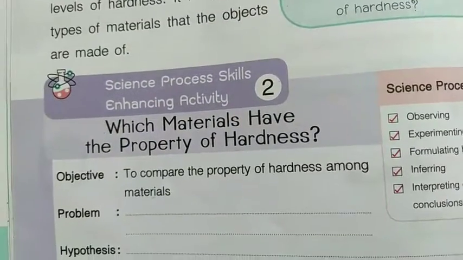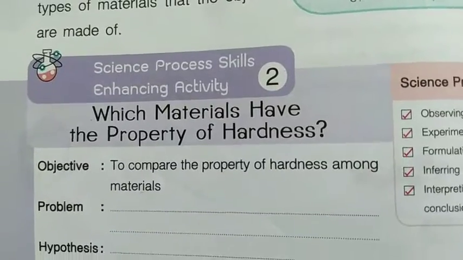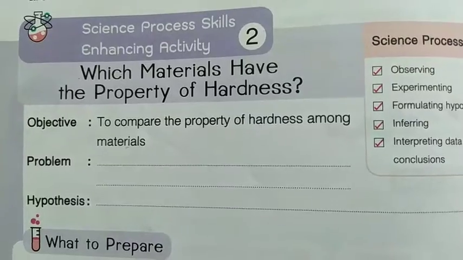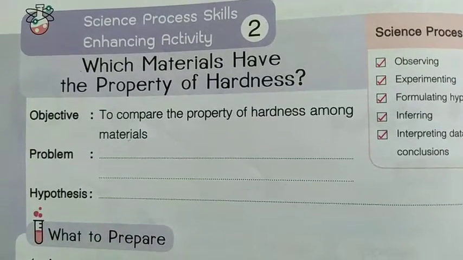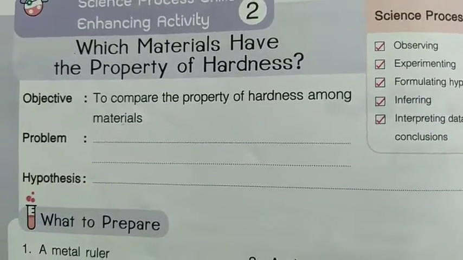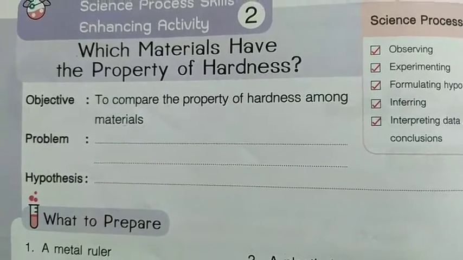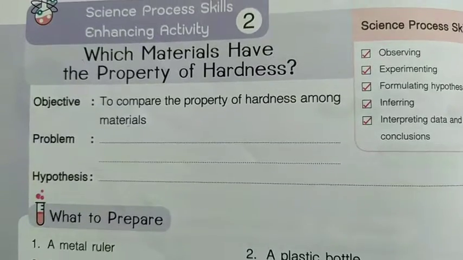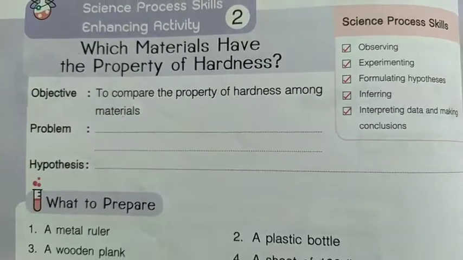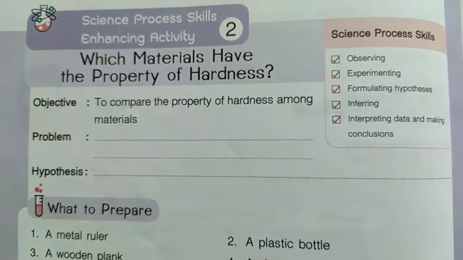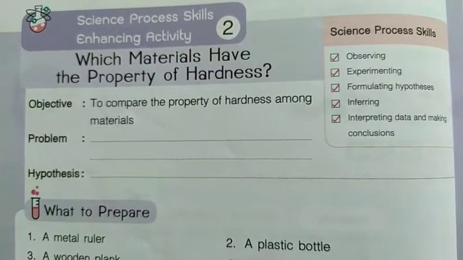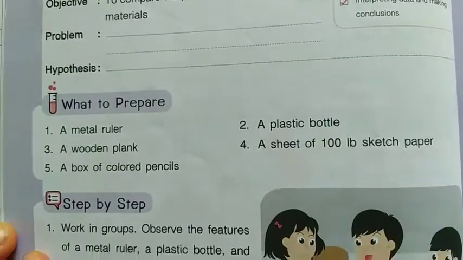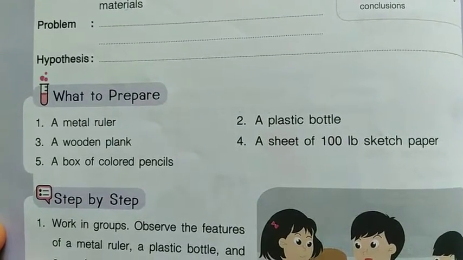So let's try this experiment here. Science process skills enhancing activity here. We have the objective to compare the property of hardness among materials. Problem is, which materials have the property of hardness? And so hypothesis is in a negative statement. So you say there is no difference of the hardness among these materials. You may prepare any of the following if they are available.